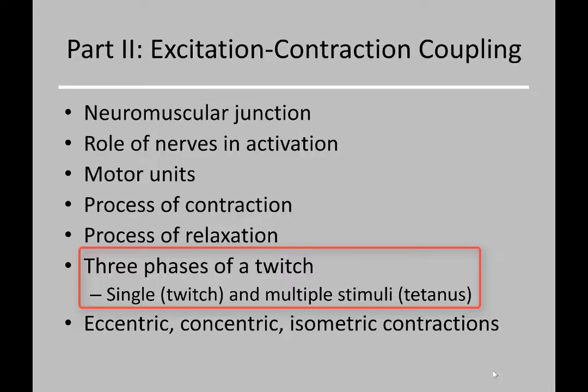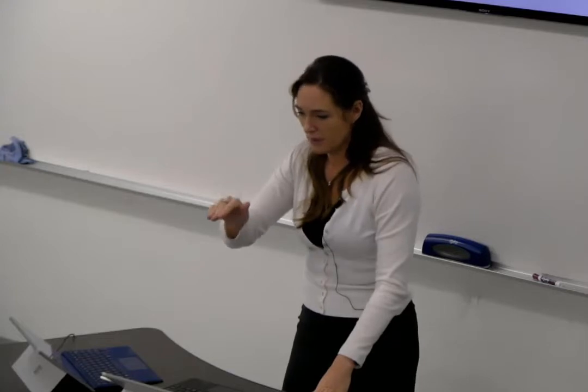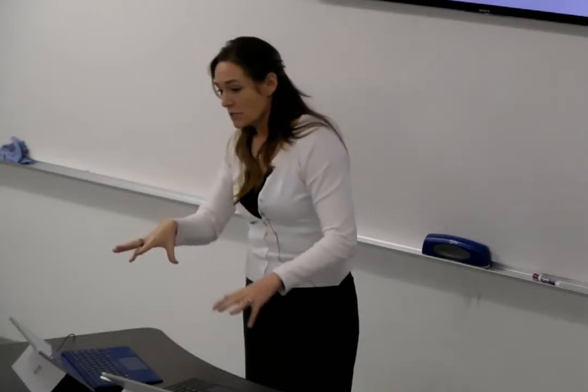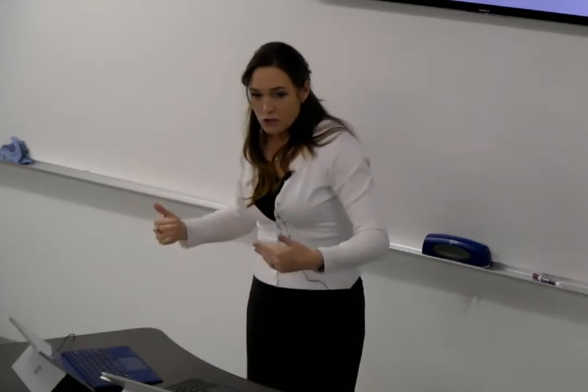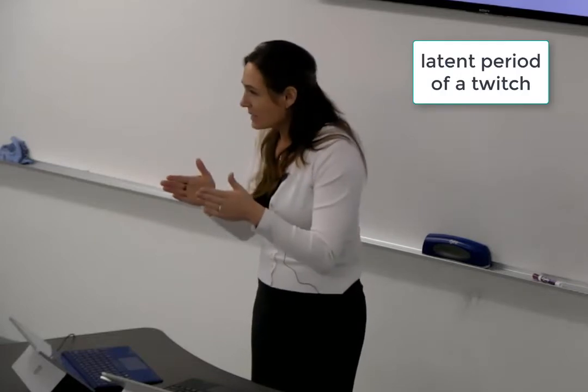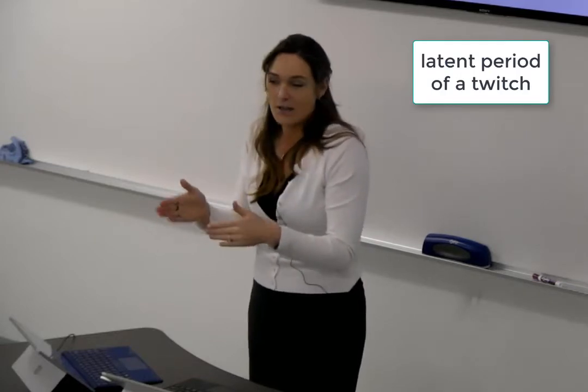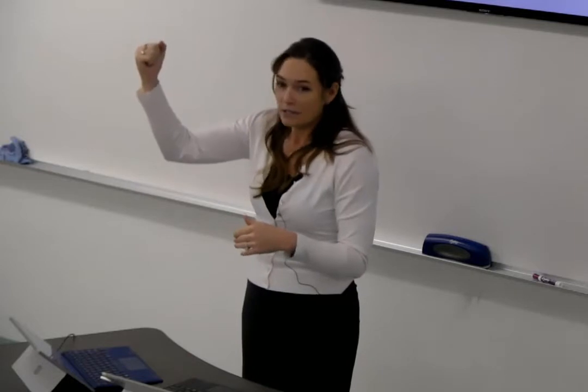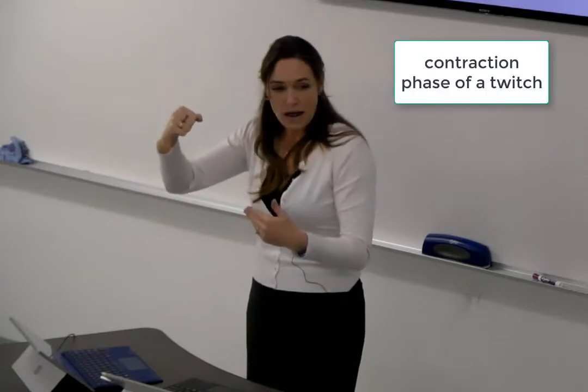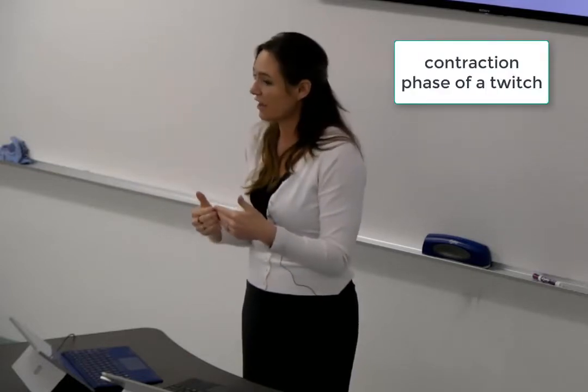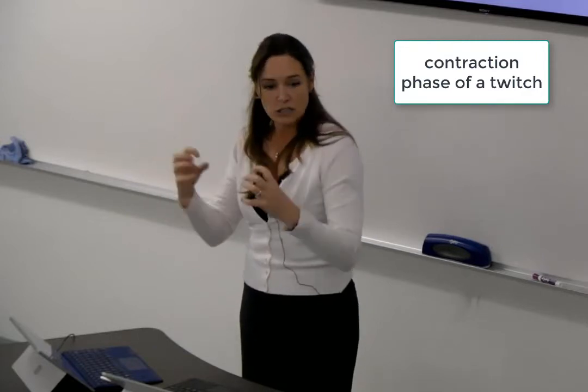The three phases of the twitch: the latent period, so the whole long stuff of the neuromuscular junction, acetylcholine binds the sarcolemma, depolarizes it, T tubule, sarcoplasmic reticulum, release calcium, bind to troponin, move over tropomyosin. All that happens in the latent period. Then as soon as the first little cross bridge lifts up and moves, we're now in the contraction phase. Contraction phase is just binding of cross bridges and they're pulling.